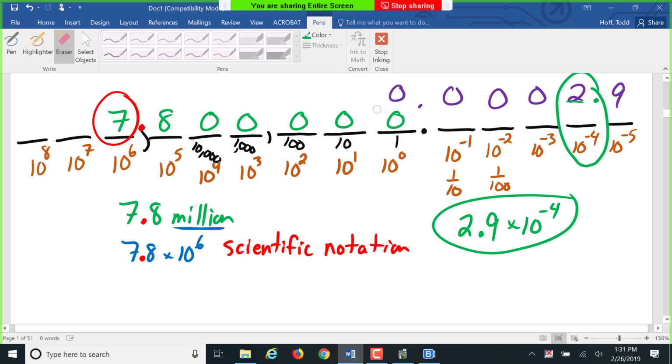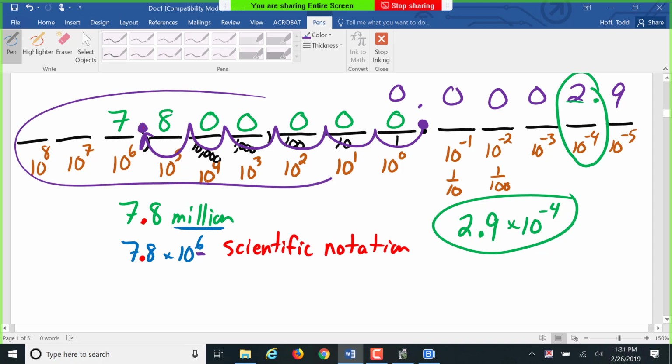So our shortcut, if we look at this 7,800,000 here, the decimal point started here and it moved to here. It moved 1, 2, 3, 4, 5, 6 spots. Notice 10 to the 6th. That was a large number. Large numbers have place values with positive powers of 10. So we know that that is 10 to the positive 6.